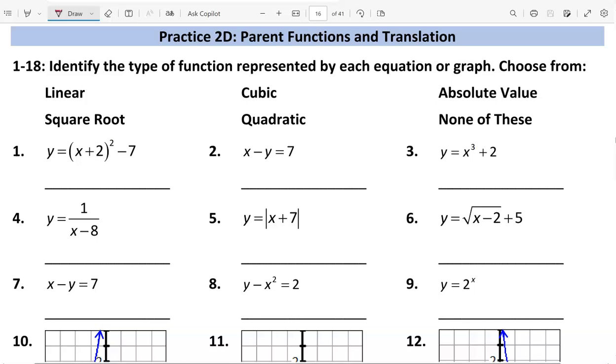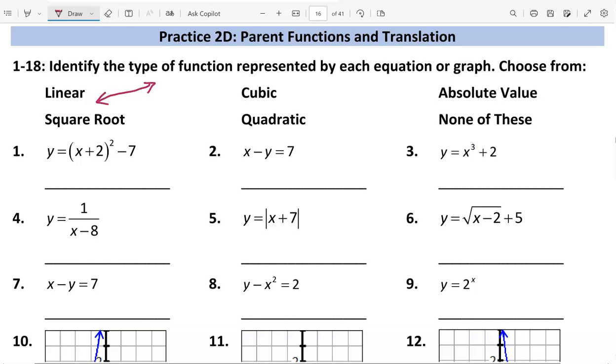This is a video walkthrough for Practice 2D. In 1 through 18, we're going to identify the type of function represented by each equation or graph, choosing from linear, and let's remember what something that's linear looks like.